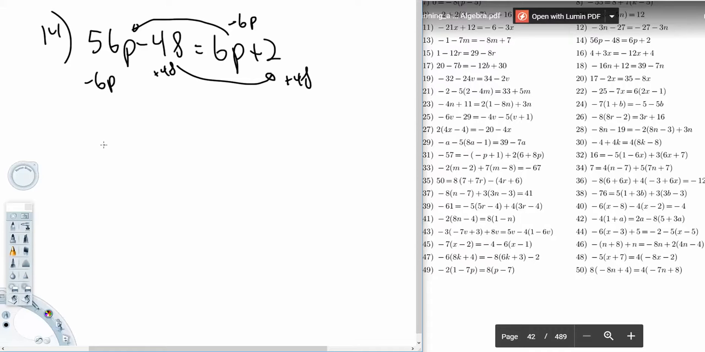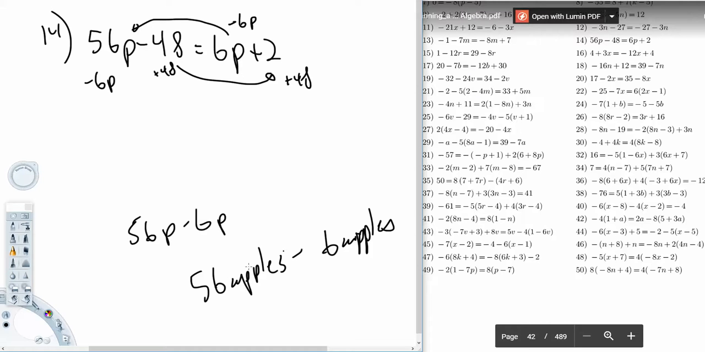6p. Why can we do this addition and subtraction? Because saying 56p minus 6p is like saying 56 apples minus 6 apples. As long as they're both apples, you can add and subtract them. So we get 50p equals, and if I take minus 48 plus 48, I get 0. I add 48 here, I get 50. Of course, the 6p and minus 6p cancel. So I divide both sides by 50. P equals 1, right? 50 divided by 50 equals 1. I'm left with p equals 1.